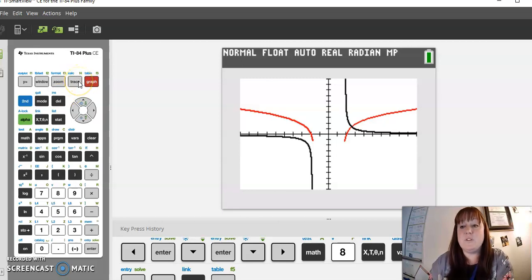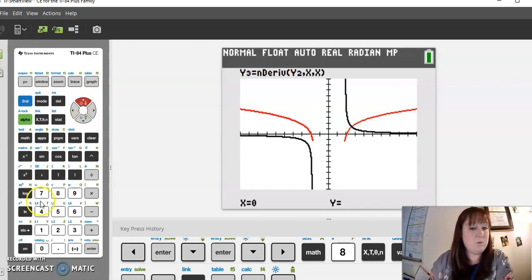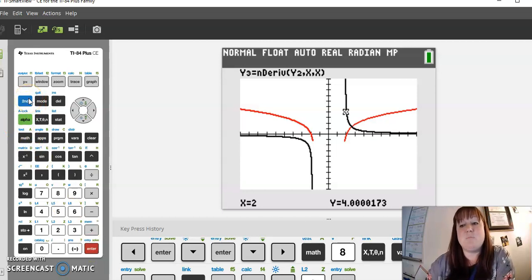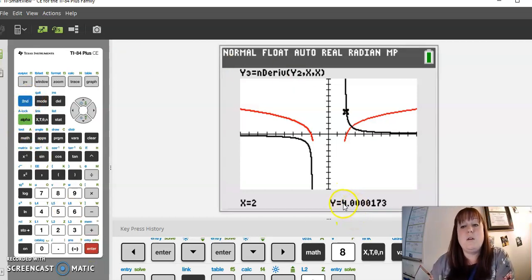If I wanted to find the derivative at any point on this function, I can just go to trace, and I don't want to trace the red one, that's the function. It'll tell me the value of the function. I want to find the value of the derivative when x equals 2, which is 4.000. And if it's asking you to go to 3 decimal places and there's more, see how this isn't just 4, but it's 4.0000173, I would put 4.000. I know it seems ridiculous, but that tells us that those are the first 3 decimals and that there is more, okay? That it's not just a plain 4.